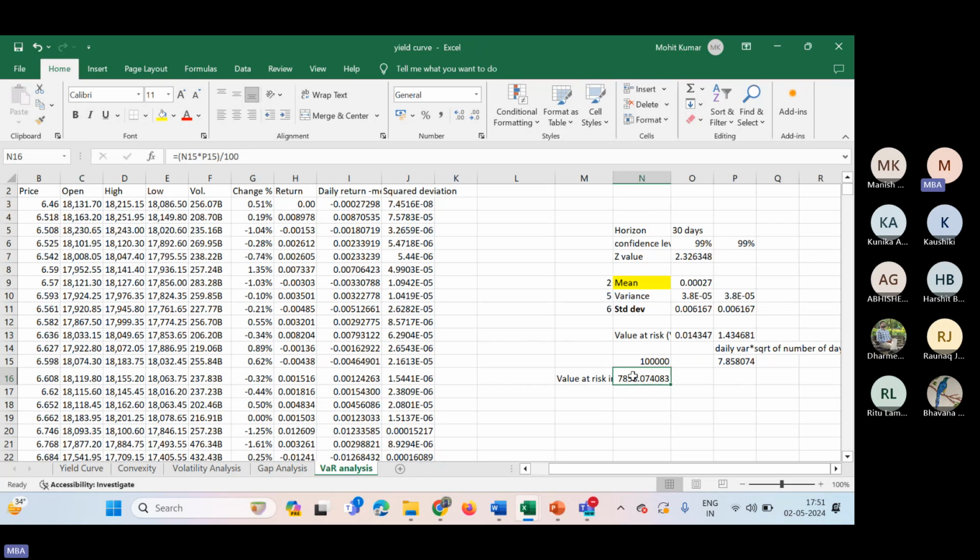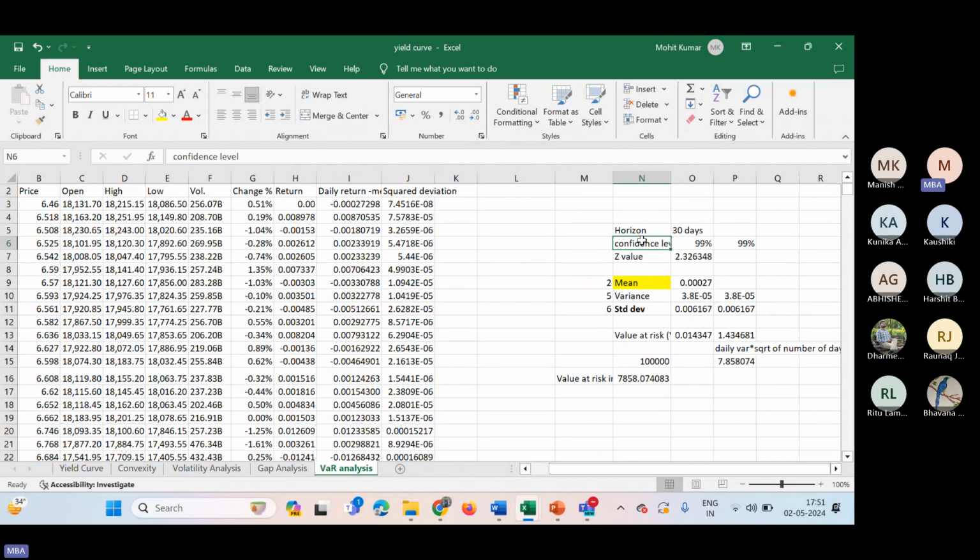So what will happen in the exam? They will give you the time horizon and the confidence level, like 90% or 95%, and ask you to calculate. You may not have to calculate the Z value because tables will always be there, and you take your Z value from the table, and then calculate the value at risk. So you need to understand the steps and the exact formula of value at risk.